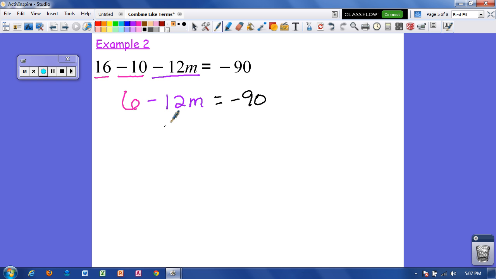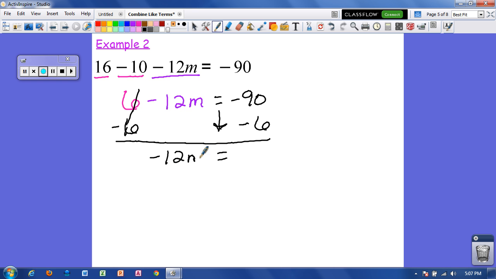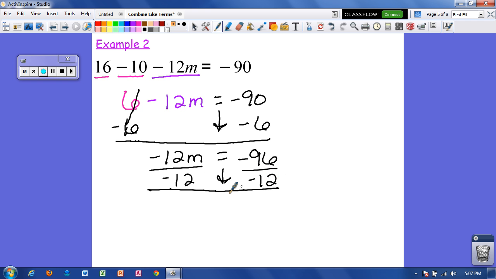Now I'm going to use inverse operations to solve. Since I have this 6 right here, I've got to subtract 6 from both sides. That becomes 0. I'm left with negative 12m. Negative 90 minus 6, if you put that in your calculator, is negative 96. The inverse of multiplying by a negative 12 would be to divide by negative 12. So I'm going to do that on both sides. And m equals a positive 8.